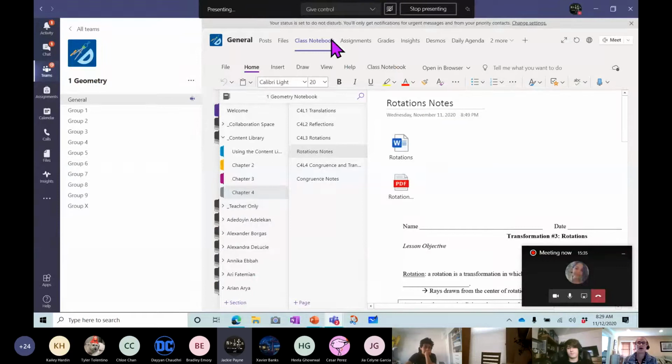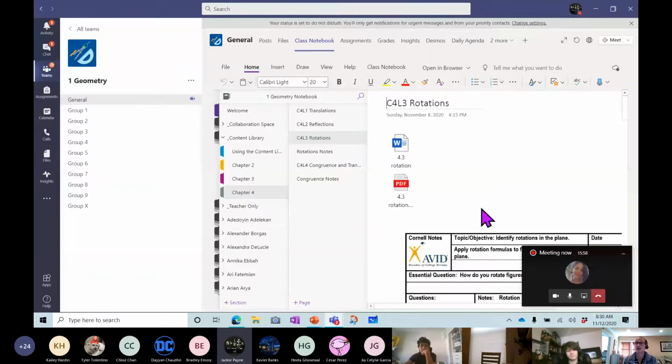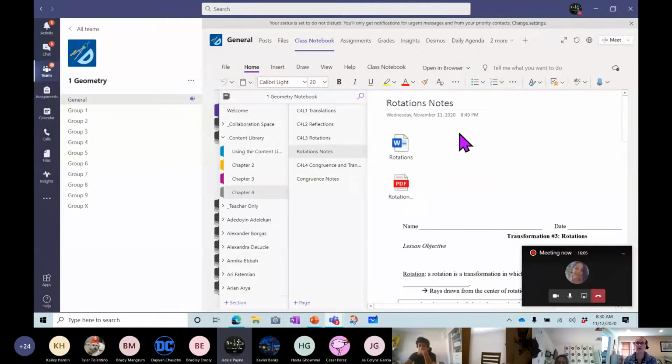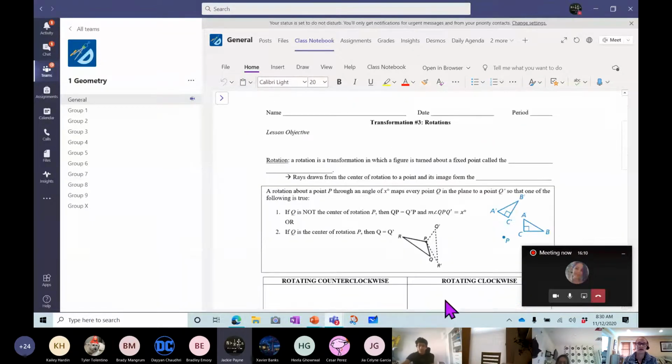So again, we're starting on these rotations notes, which are in the class notebook under chapter 4, the notes. These other ones with the C4, L1, 2, 3, 4, those are blanks. They are in the Cornell note format. If you want to do these notes while you're watching the other video, which will come later, you're welcome to do that. But right now, what I'm going to do is put these under the camera and we'll fill them out together.